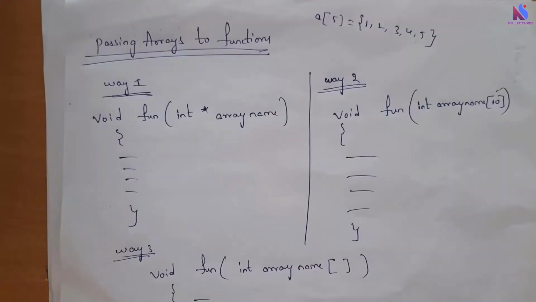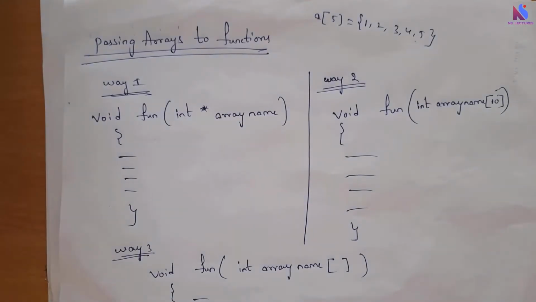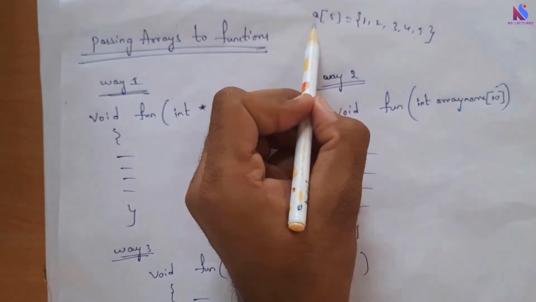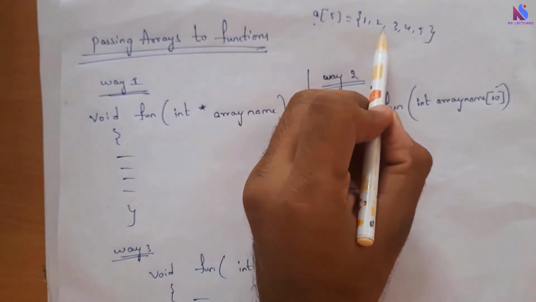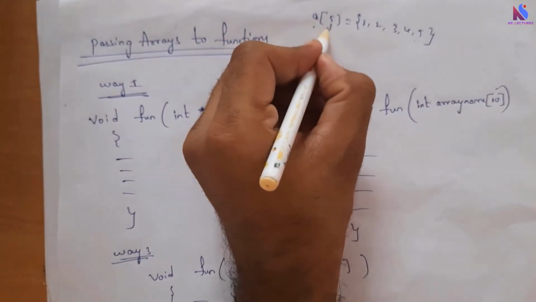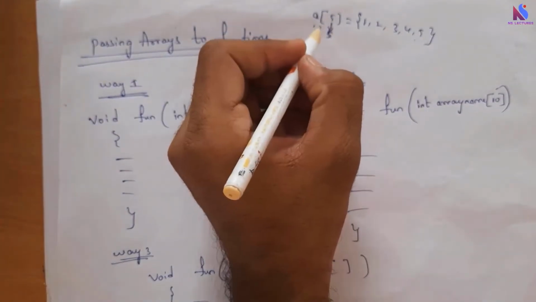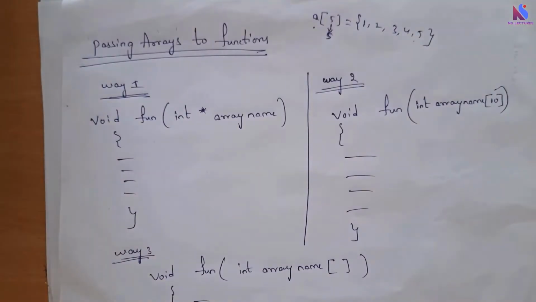Next, I will explain passing arrays to function. As we know, if you want to store multiple values in a single variable, then you need to use arrays. Example, a of 5 equal to 1, 2, 3, 4, 5. Whenever you give size as 5, that means you can store 5 values in a single variable. This is the use of arrays. If you want to pass an array as a parameter to a function, then there are three ways.